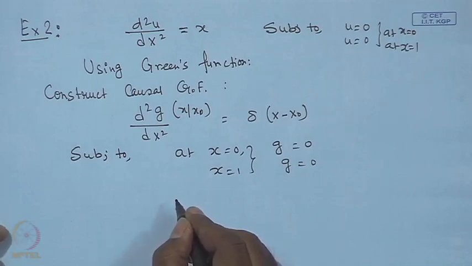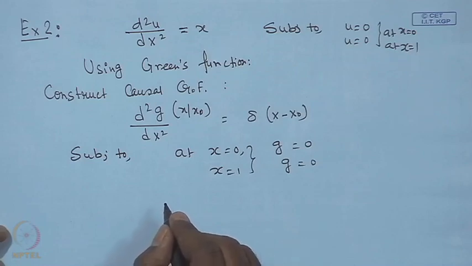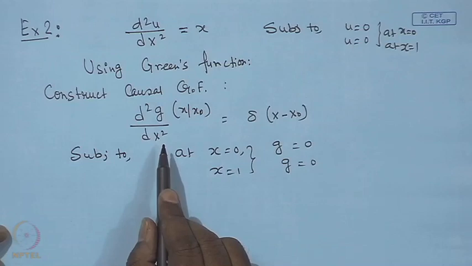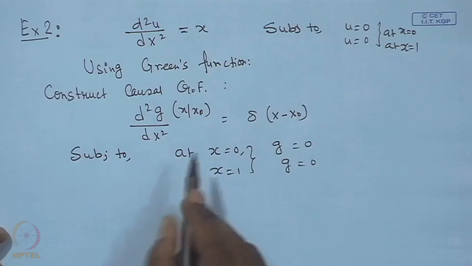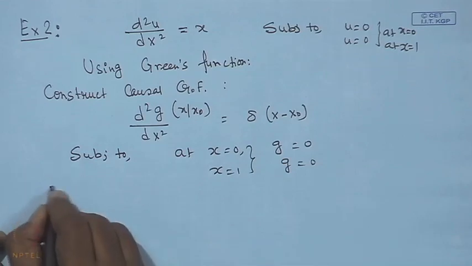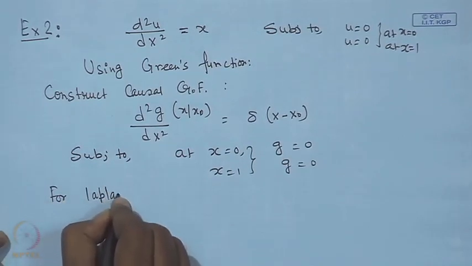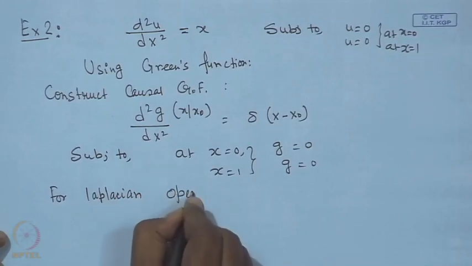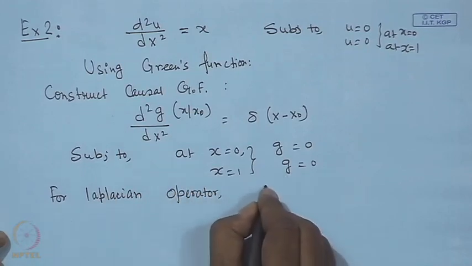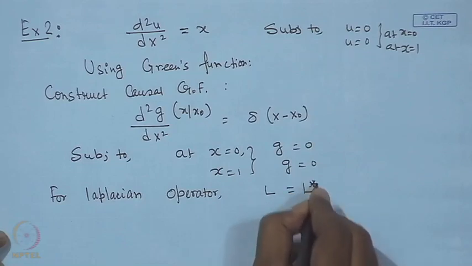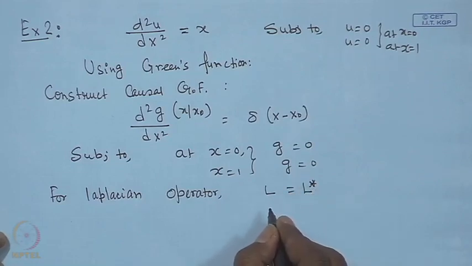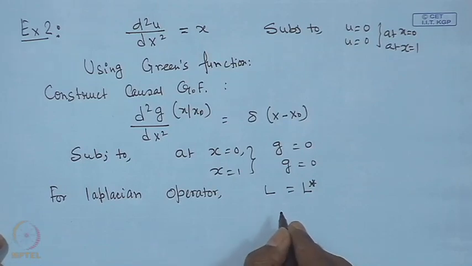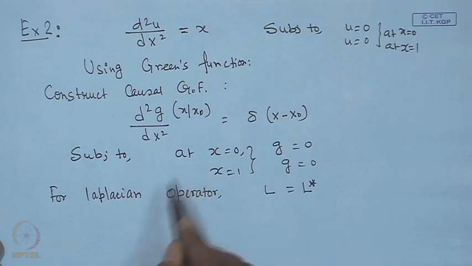Next, what we do? We assume for the time being, we can prove it later on, that the Laplacian operator is a self-adjoint operator. We have already proved earlier, probably in the earlier classes, for the Laplacian operator, it is a self-adjoint operator, L is equal to L star. So, therefore, since the Laplacian operator is a self-adjoint operator, we need not find an adjoint Green's function in this problem, because the operator itself is self-adjoint.